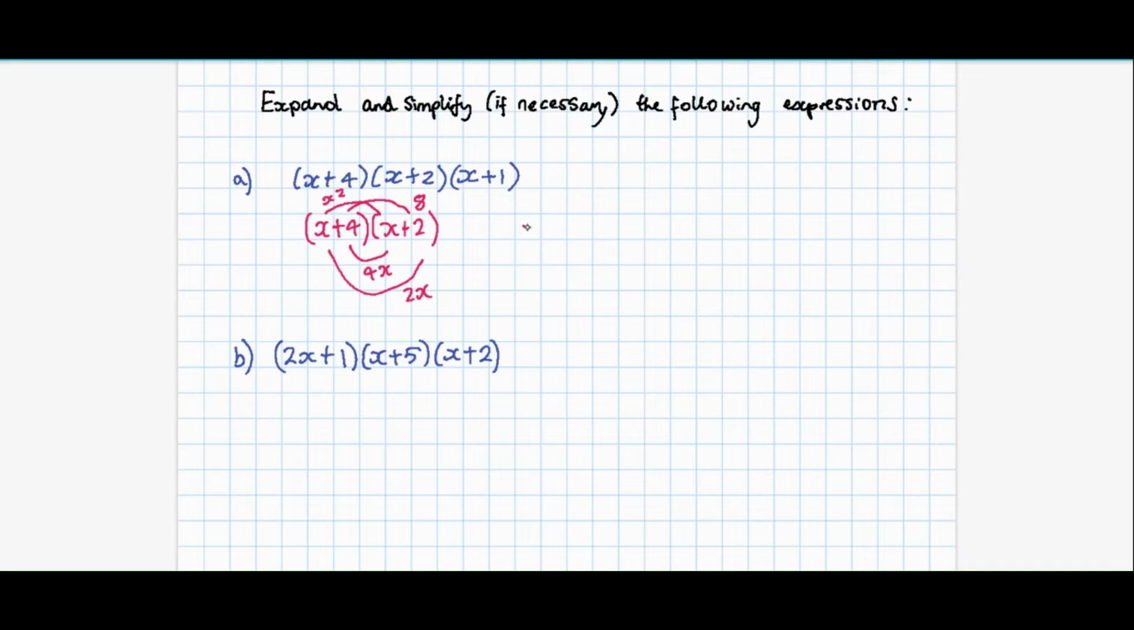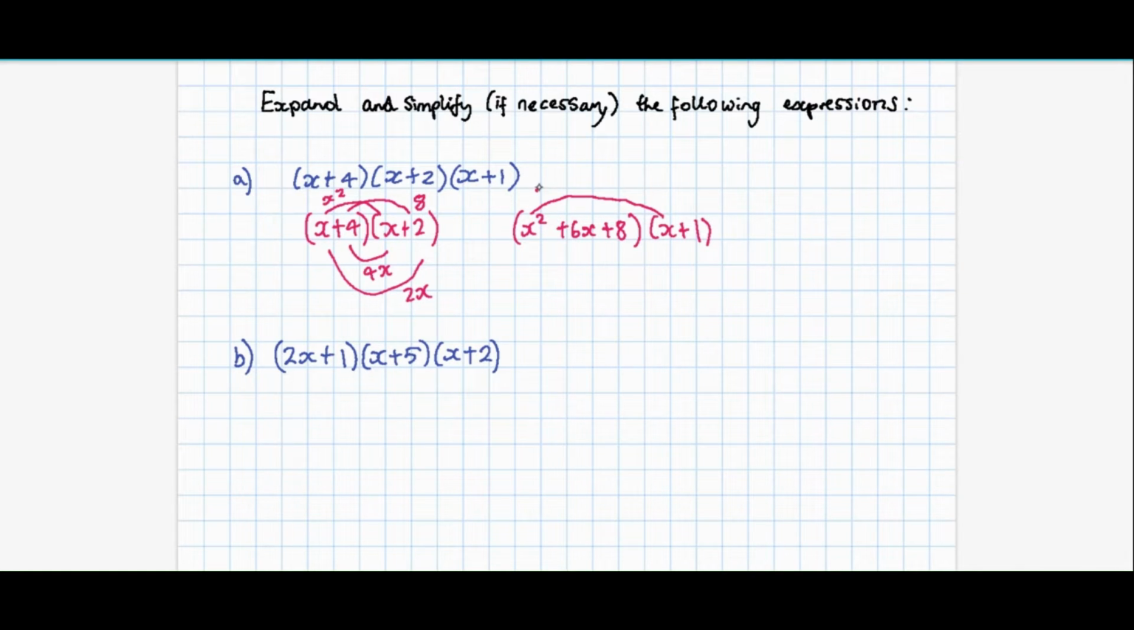So we simplify this out here. So we've got x squared plus 6x plus 8. Now, with this bit, we want to times this by the x plus 1. So now what I want to do here is make sure that we're timesing everything in this x squared plus 6x plus 8 by everything in this one here. So let's do the x squared plus 6x plus 8 times by x first.